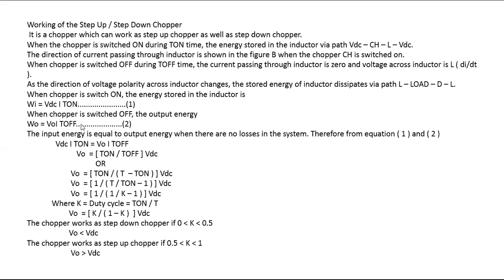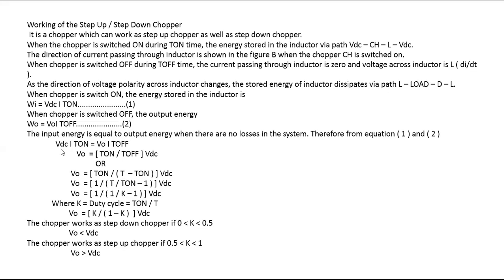And now what is the second case, case B? Energy is released by the inductor. So the energy released by the inductor is W2 equal to voltage, not VDC, the output voltage V naught, into current into T off, because the chopper is off. According to the ideal condition, if the system does not have any losses, this derivation holds. So energy stored is equal to energy released by the inductor.